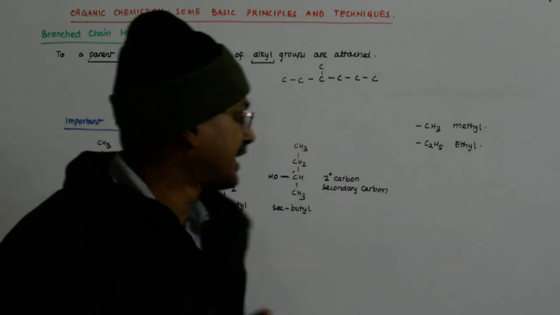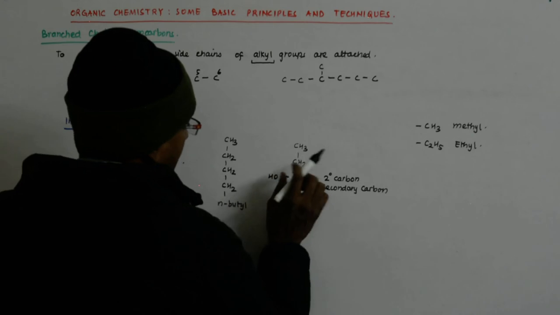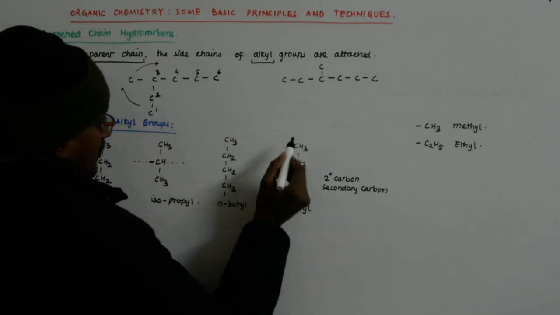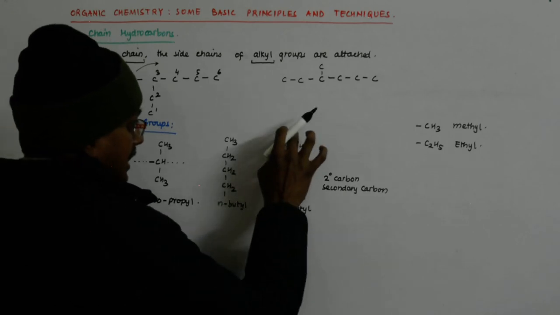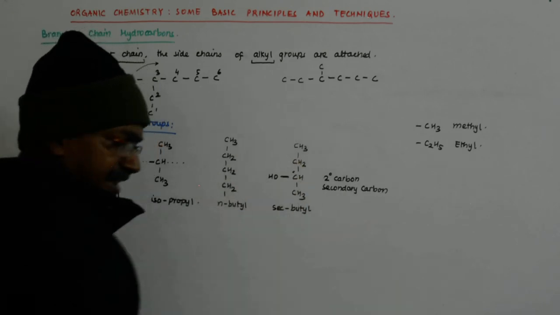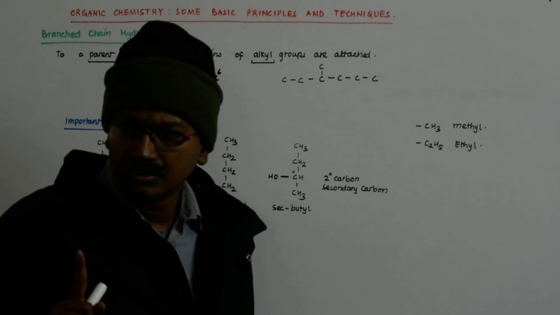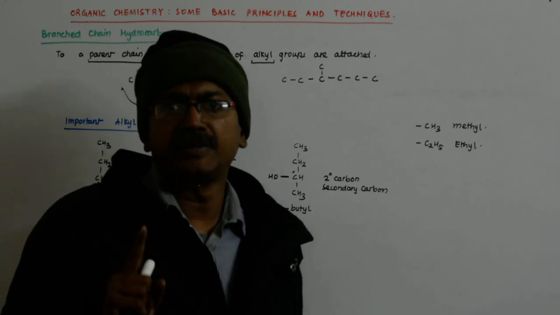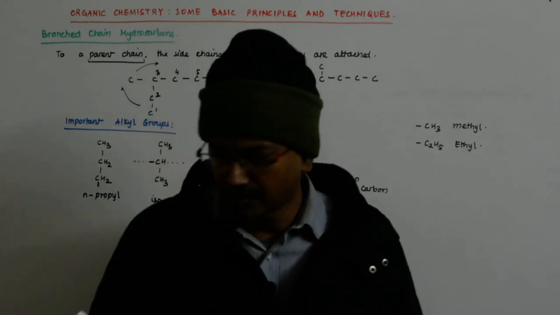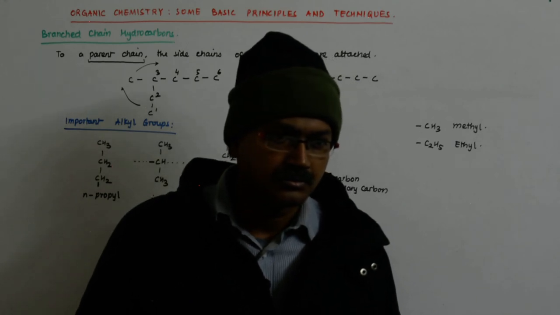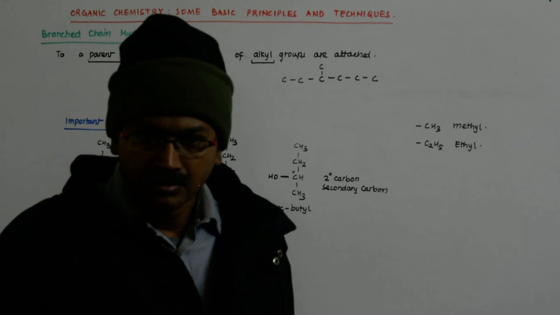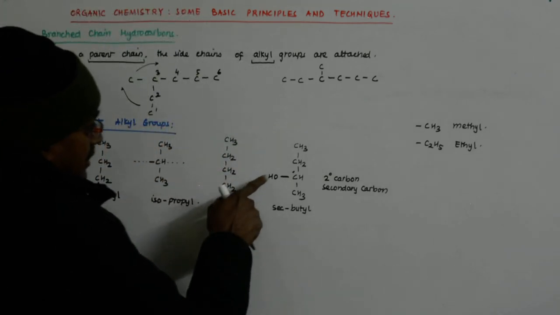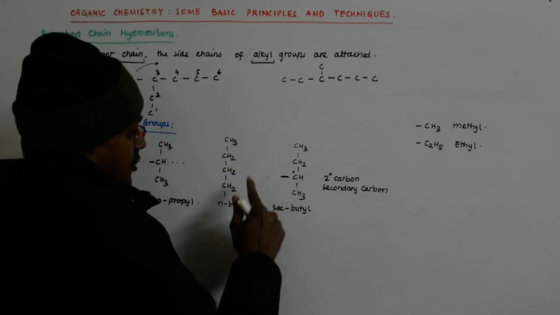If it was connected to one, so for example, say there was a CH2 here and a halo here, then the carbon to which this is attached is in turn attached to how many carbons? One. So that would have been a primary halogen or primary alcohol. Understand? Primary, secondary.